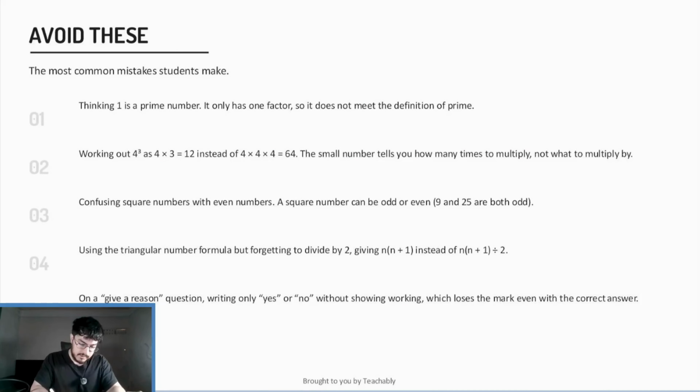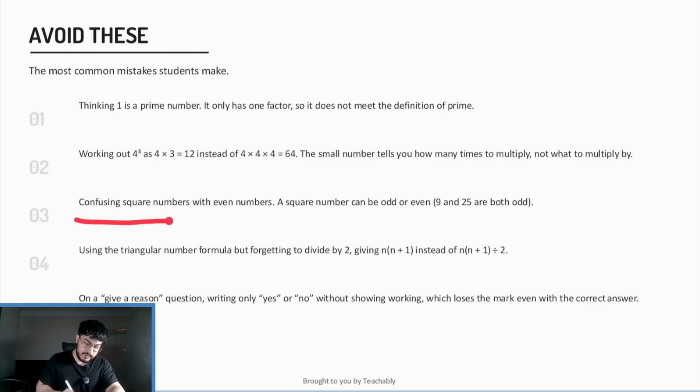And now finally, just a few things to avoid is thinking that 1 is a prime number. It only has one factor, so it does not meet the definition of a prime, as we discussed before. This is a big thing that a lot of people confuse, is working out 4 cubed as 4 times 3. Remember the small number on the top right just means multiply the big number by itself that many times. So 4 cubed is not 4 times 3, it's 4 times 4 times 4. Okay? The small number tells you how many times to multiply, not what to multiply by.